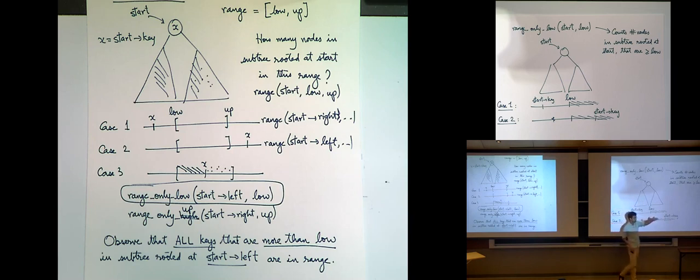Yes? How come, if start arrow key is less than low, we're going to the right subtree? You're trying to count everything that is more than low. If you look at start arrow key, everything to the left of start arrow key is less than start arrow key, so you can ignore all of that. You only have to look at things on this side, and that's what the right subtree has. Now in this case, there are things in this subtree and this subtree that are in the range. But observe that this entire subtree is in the range.